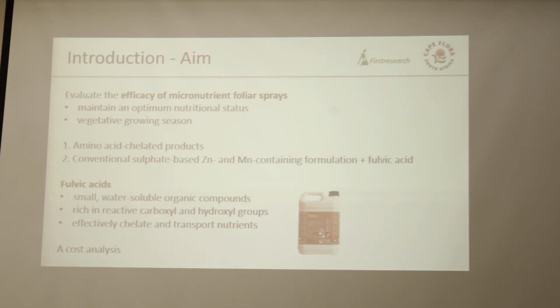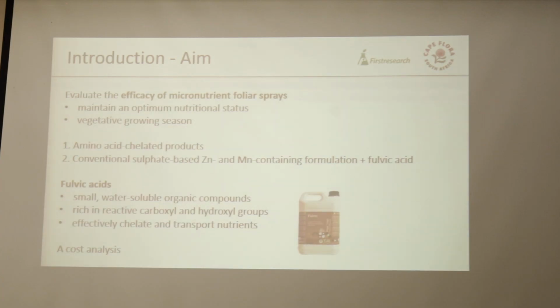So I looked at two different products. The one was an amino acid chelated product, zinc and manganese, and the other one was a sulfate-based zinc, just a normal zinc sulfate and manganese sulfate. And with that, I added relatively inexpensive fulvic acid that sort of acts as my own little chelating agent.